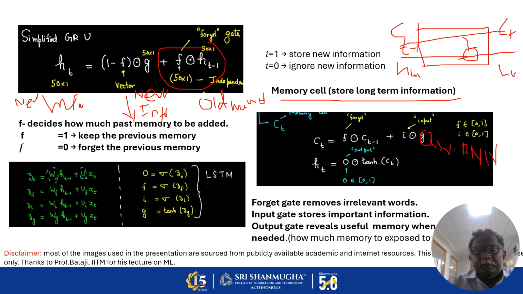So basically, the three gates are very important in LSTM. One is the forget gate.